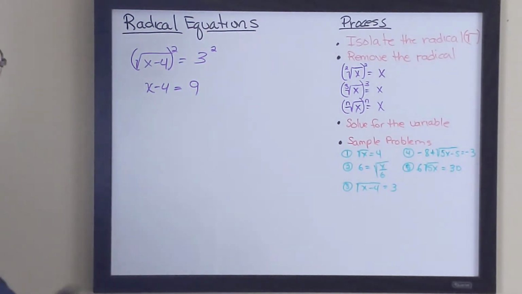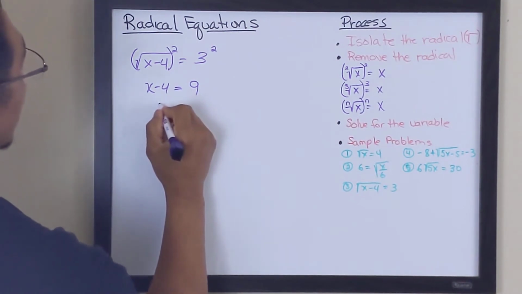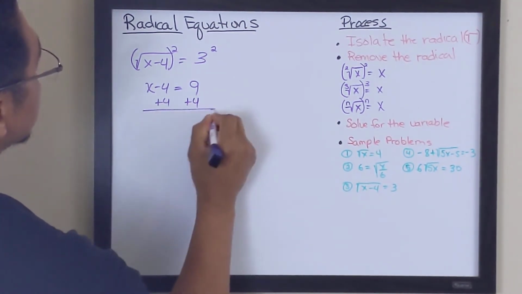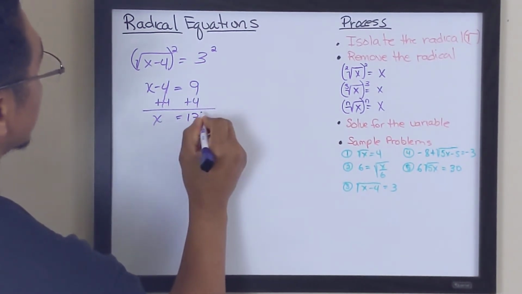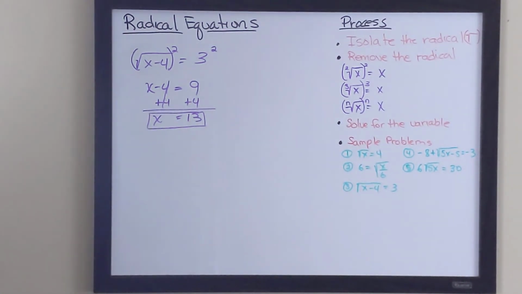And at this point, we're just going to have to solve for the variable. So let's go ahead and solve for x. To do that, I'm going to add 4 to both sides, and I'm going to be left with x. This cancels, equals 13. And that is our answer for this particular problem.